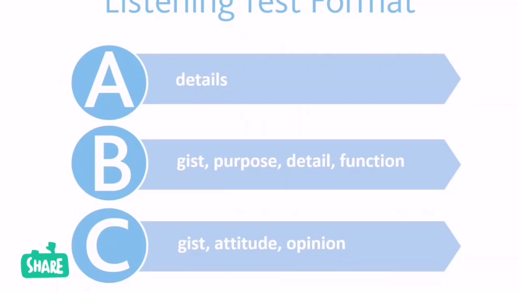Each part of the test has a different testing focus. Part A is testing that you can listen for details. Part B tests a range of listening skills, including listening for gist, purpose, detail, and function. Part C also tests a range of listening skills, including listening for gist, attitude, and opinion.